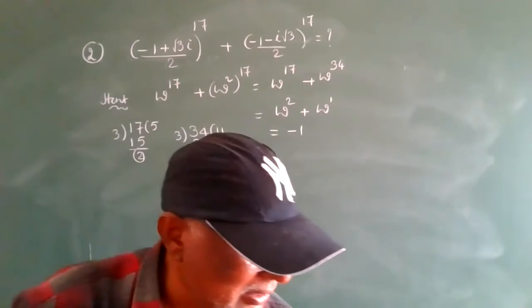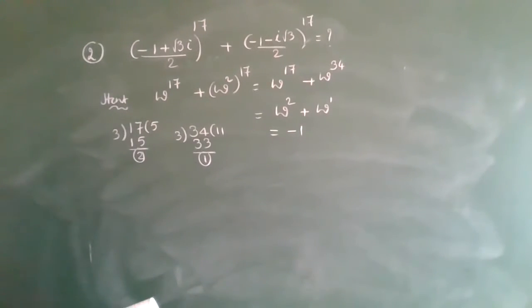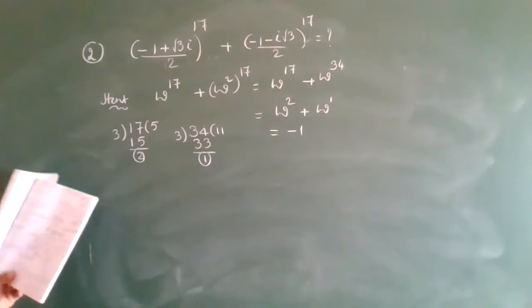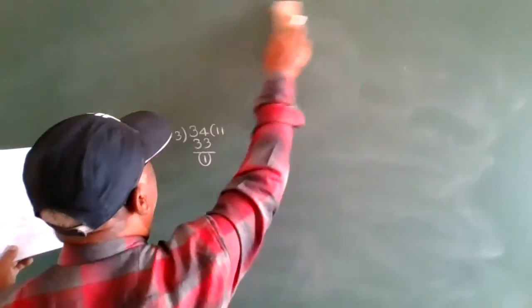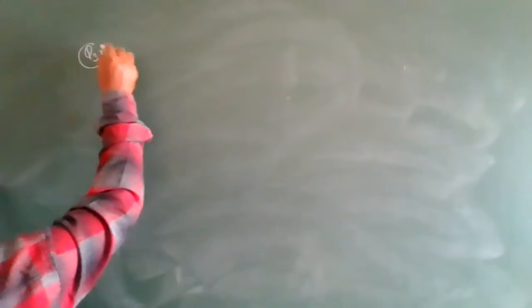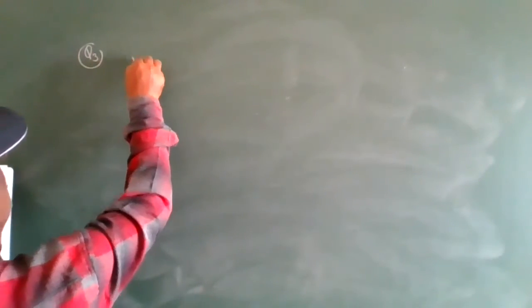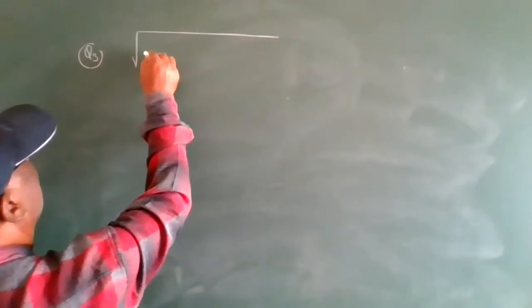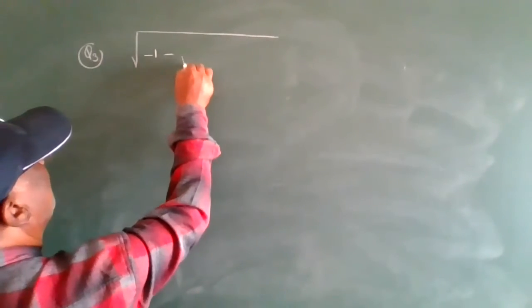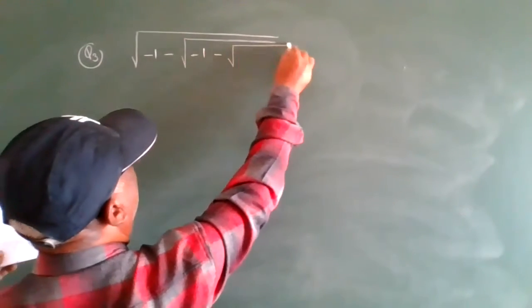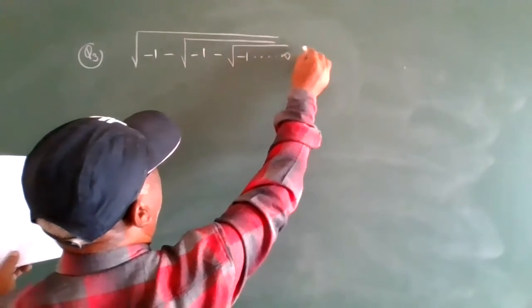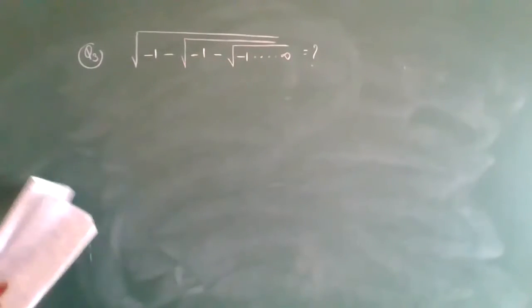Simple. Right. I go through the third problem. Everyone observe third problem. The third problem is the value of root of minus 1 minus root of minus 1 minus root of minus 1 up to infinity. What is the value of this one?